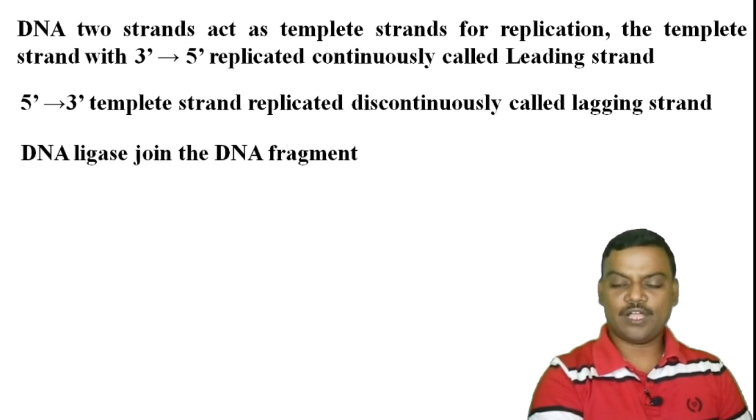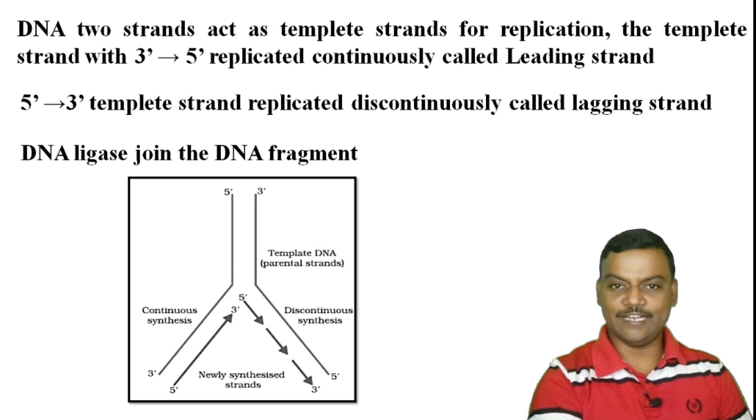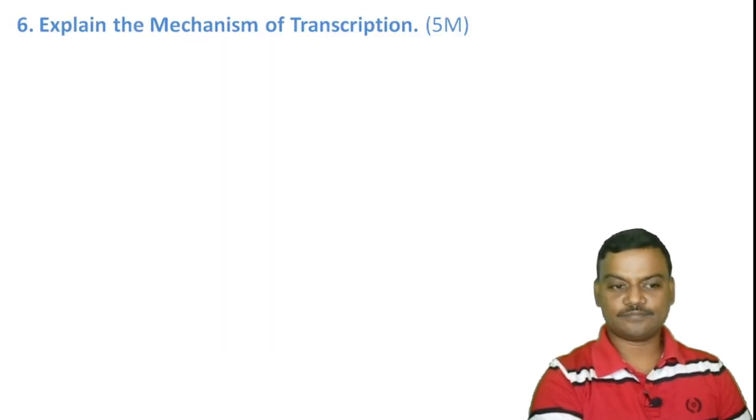So finally, after completion of DNA replication, the DNA fragments are joined by the ligase enzyme. So these are the valid points for this question. Along with that, you should draw this diagram. It shows continuously synthesized and discontinuously synthesized strands with different polarities. So then only you will get full marks.